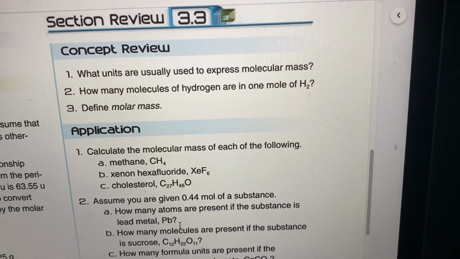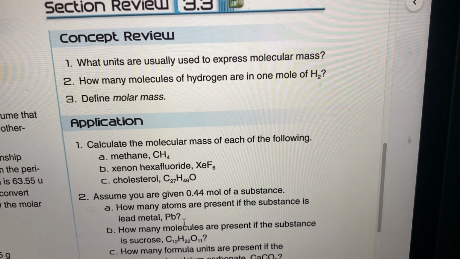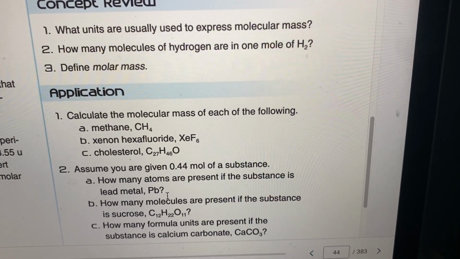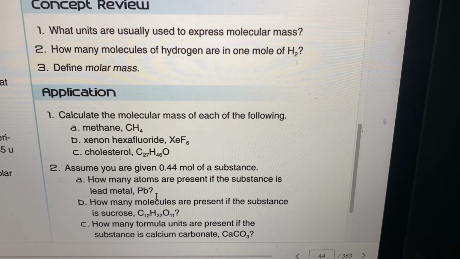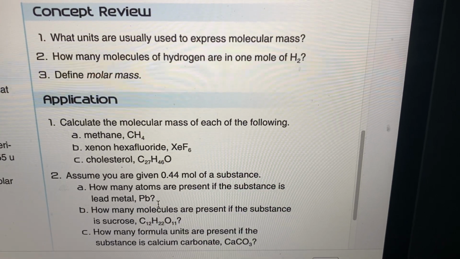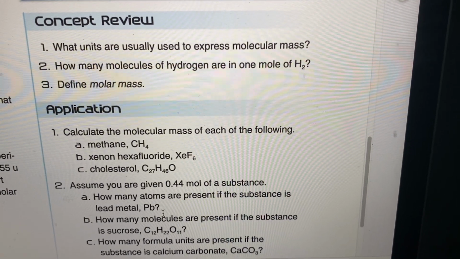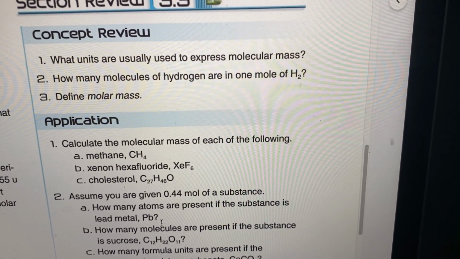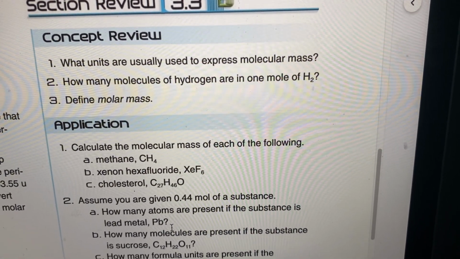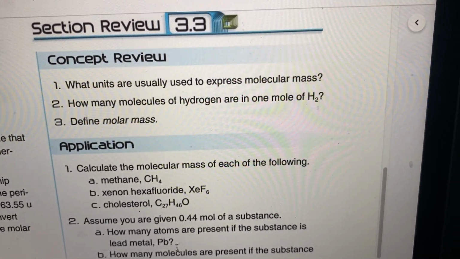What units are usually used to express molecular mass? Avogadro's number is a mole, so a mole is Avogadro's number. How many molecules of hydrogen are in 1 mole? If we have hydrogen, we look on the periodic table, and hydrogen is 1.008, and we're going to multiply that by 2. So 1.008 times 2, because there are 2 hydrogen atoms.